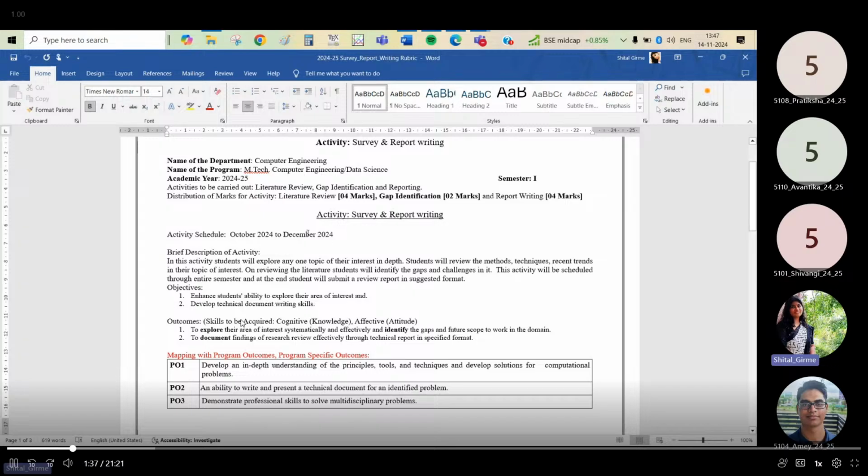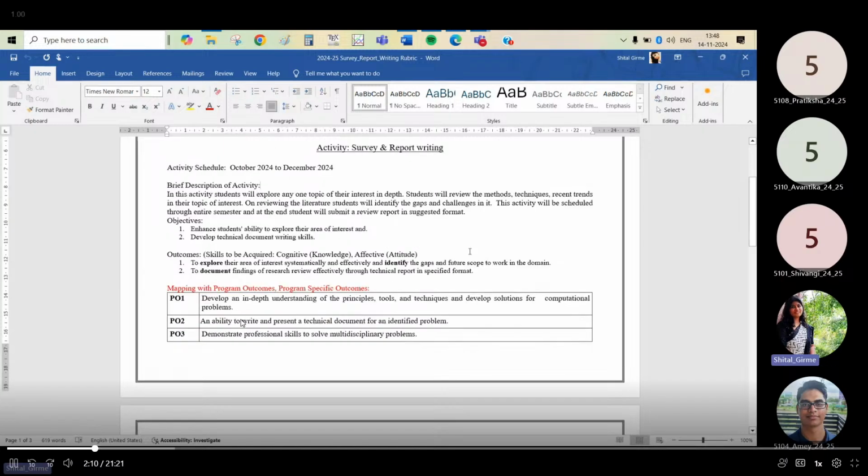Okay, so the marks for the activity are distributed like this: the literature review task would get 4 marks. Then gap identification of the existing literature would get 2 marks if you do it correctly and complete the activity. And then report writing, the last activity out of this, would get 4 marks. So this is the total bifurcation of 10 marks for survey and report writing. Okay. Now what is basically expected in this?